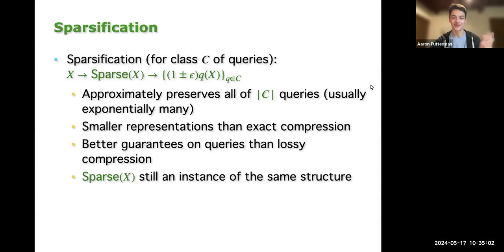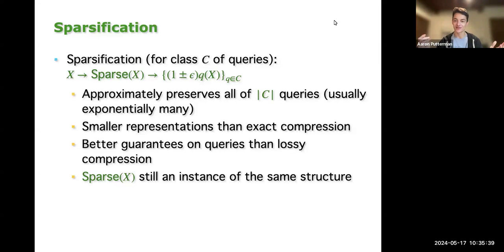So first, what is sparsification? In this talk, sparsification alludes to a broad concept that can be thought of as somewhat similar to compression. Specifically, we're given some data structure X, as well as some class C of queries. The goal is to create a sparse representation of X such that for every query Q in this class of queries, the response on the sparsified version of X is preserved to within a 1 plus or minus epsilon multiplicative factor.